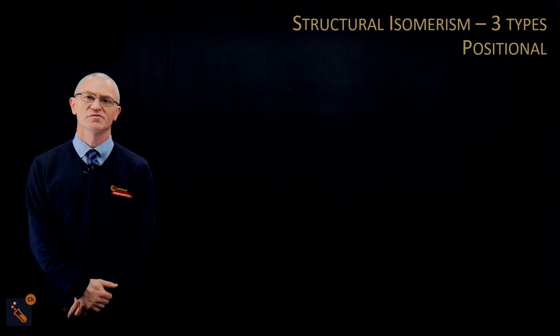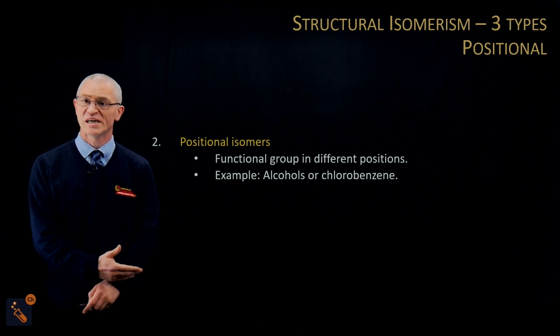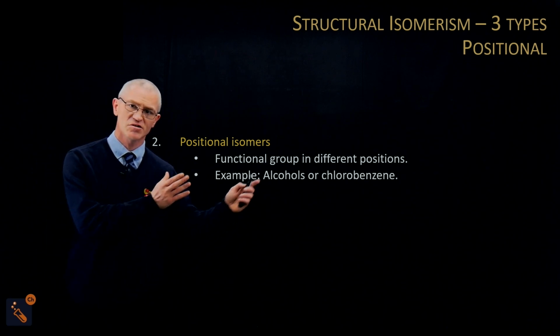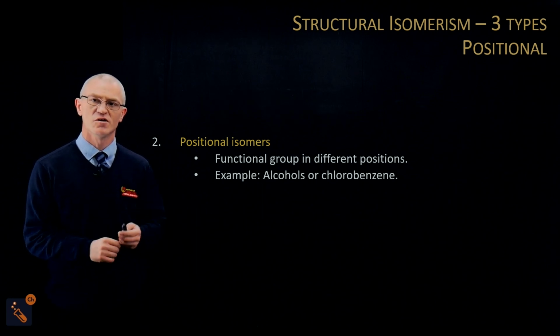Our next type of structural isomerism is positional. And this is where you change the position of the functional group on your chain or on a benzene. So we're going to go over chlorobenzene first. And this applies to any functional groups on benzene.